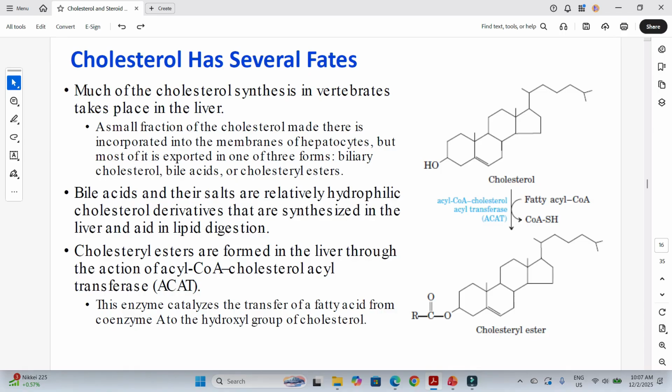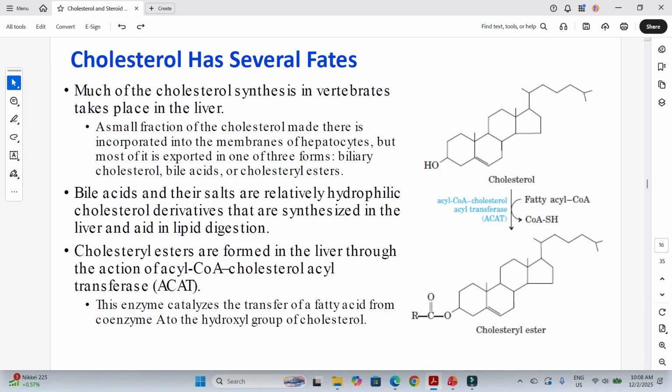Much of the cholesterol synthesis in vertebrates takes place in the liver. A small fraction of the cholesterol made there is incorporated into the membranes of hepatocytes. Remember, hepatocytes are liver cells. As we've already mentioned earlier, cholesterol is an important component of the cell membrane. It's important for maintaining the rigidity of the cell membrane. So a small fraction of the cholesterol synthesized in the liver is incorporated into the liver cell membrane. But most of the cholesterol is exported in one of three forms.